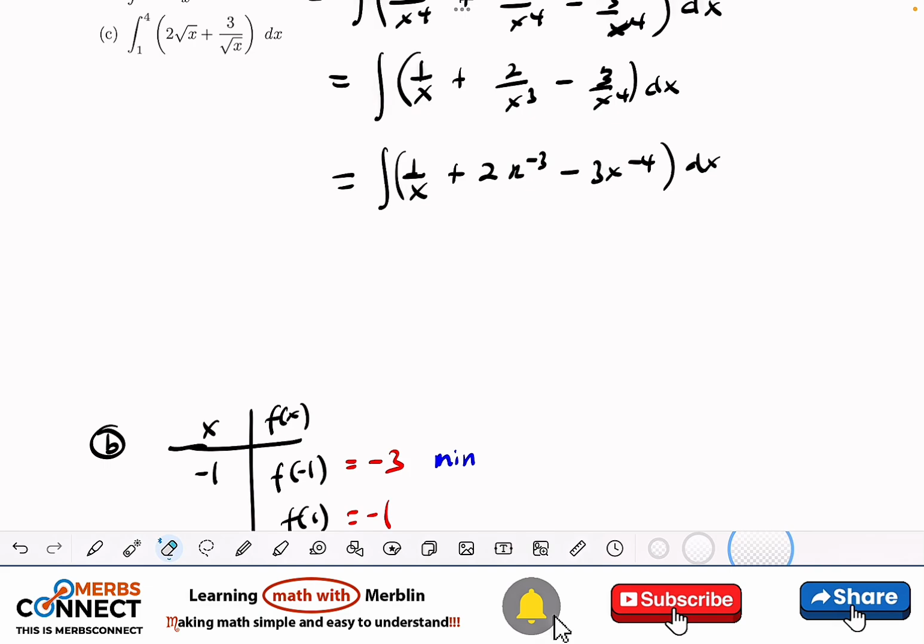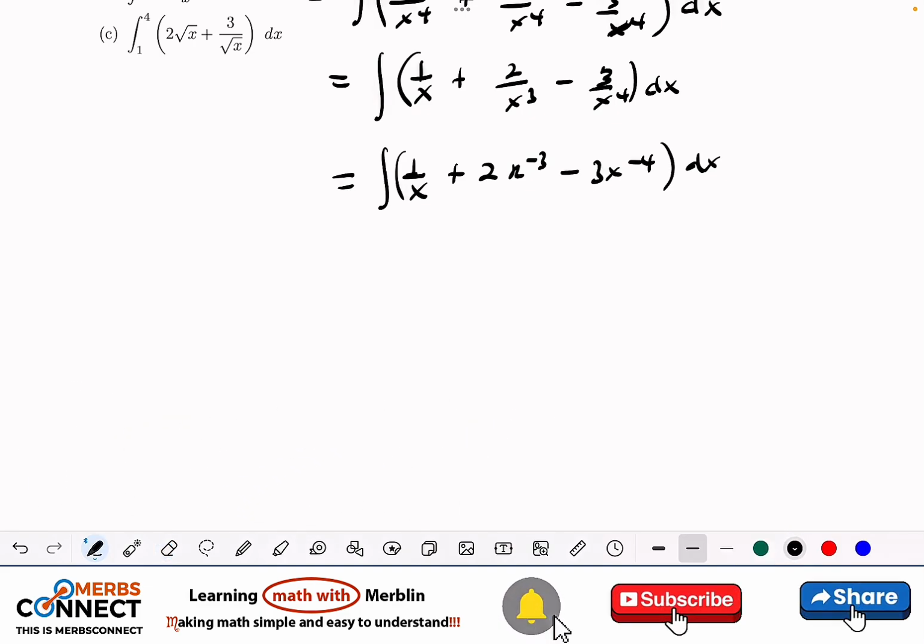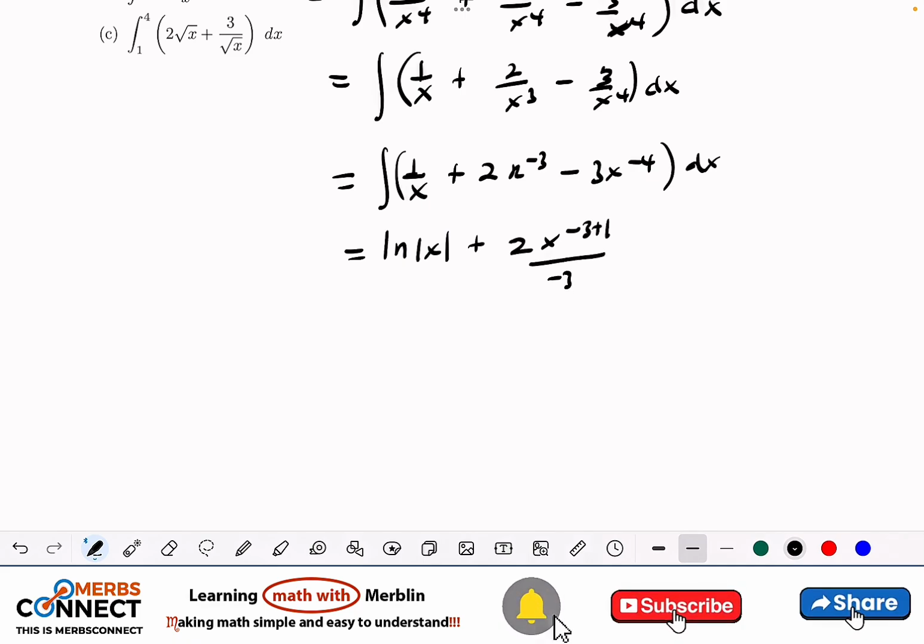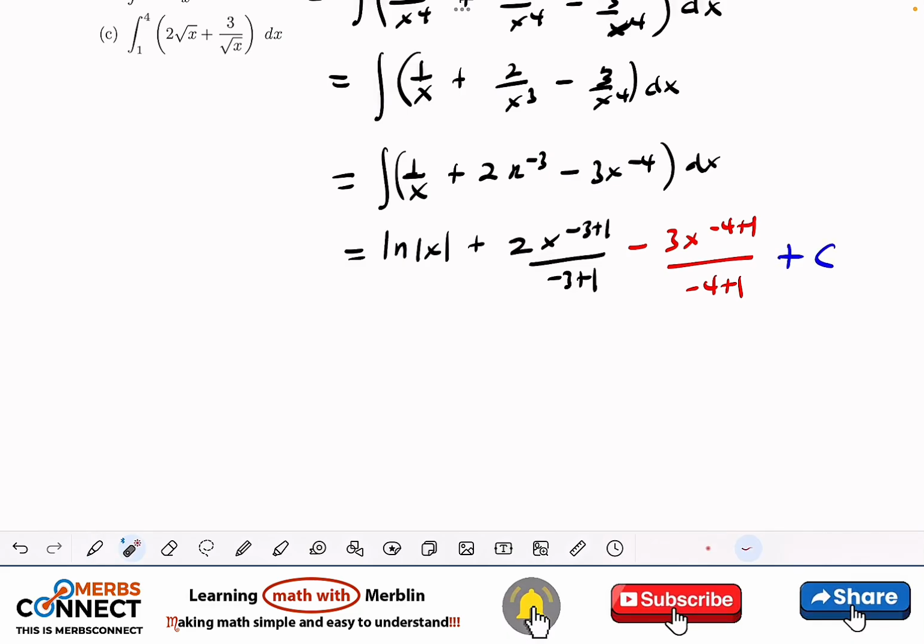So now it's good for us to start doing the integration. We know that when we integrate 1 over x, we get the natural log of x. This one is indefinite, so I need to put the absolute value there. Plus 2x to the power minus 3 plus 1 divided by minus 3 plus 1, then minus 3x to the power minus 4 plus 1 divided by minus 4 plus 1. Then I add my plus constant. Let's just do some small simplification and then we are done.